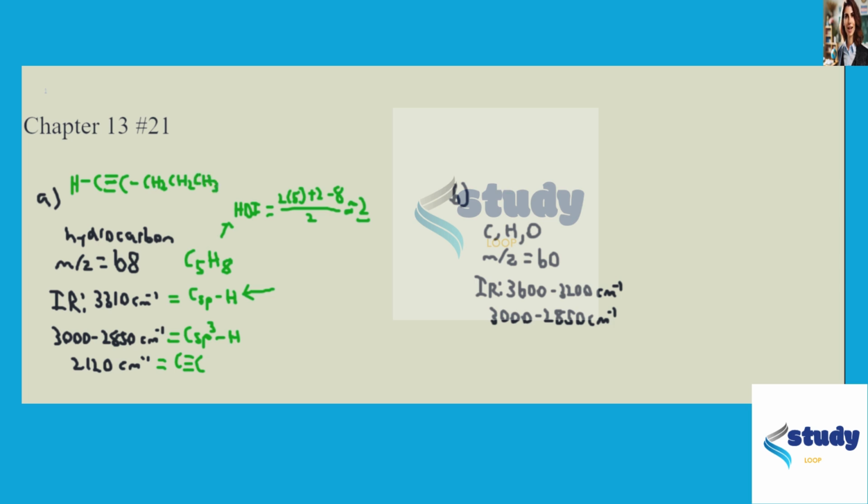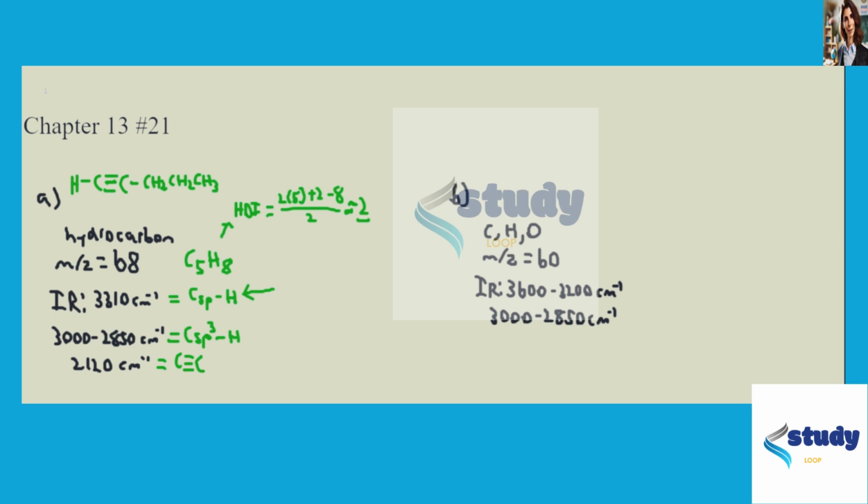And so we can quickly count. There's 5 carbons and 1, 3, 5, 8, so 8 hydrogens. So it fits with our molecular ion. It fits with our pieces of IR data. And it is a hydrocarbon, as the problem stipulates. So I think that's a good answer to A.